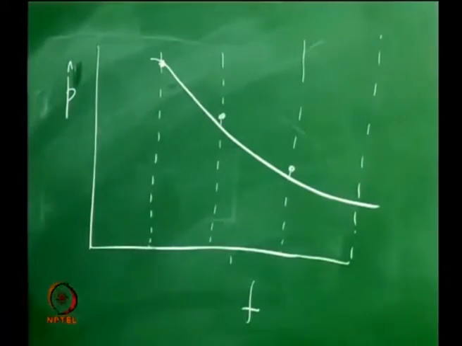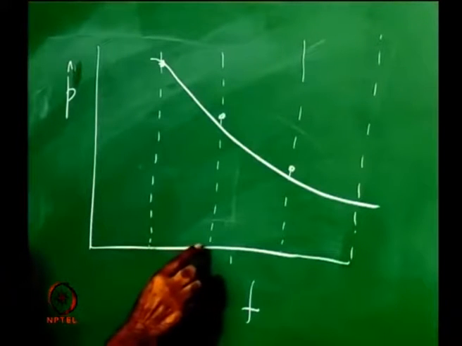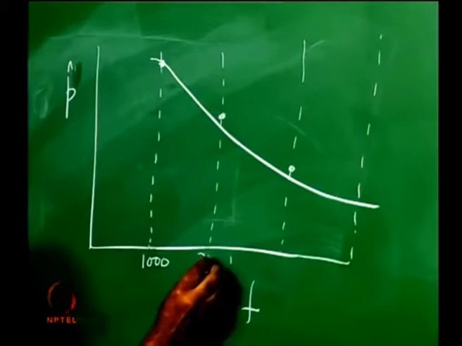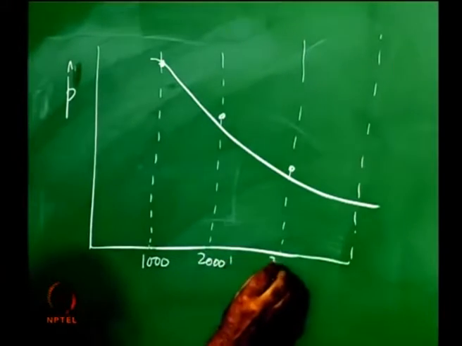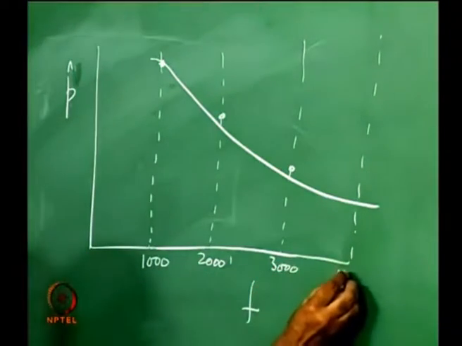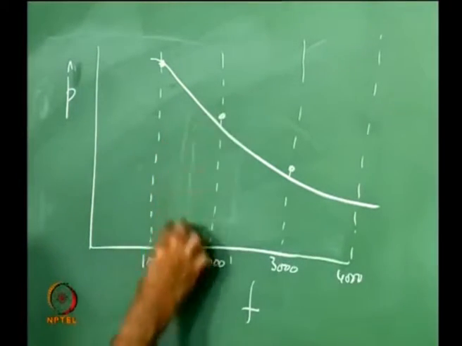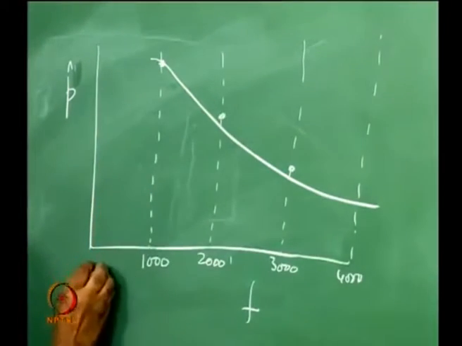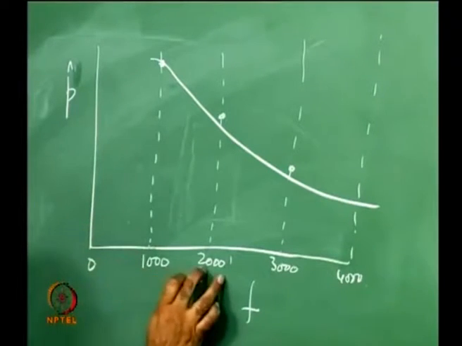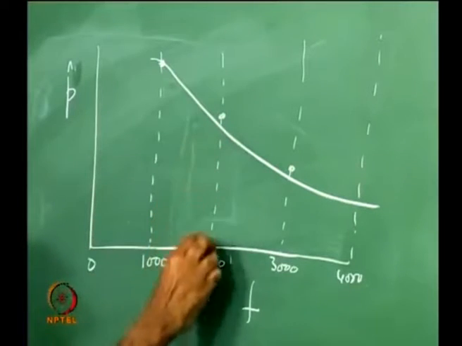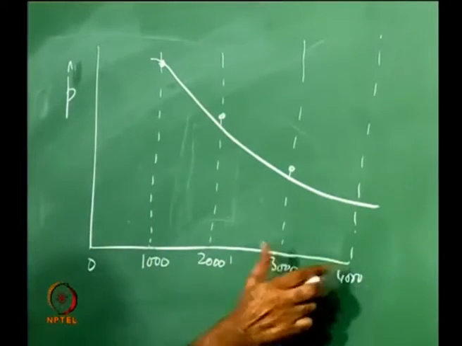And what is important to note is only at these discrete frequencies of, let us say, 1000, 2000, 3000 and 4000 hertz, I get amplitudes. In between these frequencies, between 0 and 1000 or 1000 and 2000, there are no oscillations at all. It is all discrete at these particular values of frequencies.